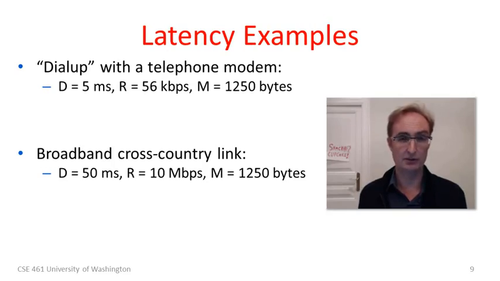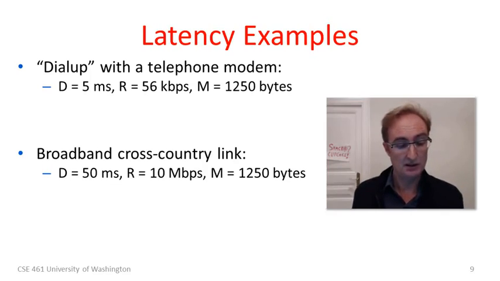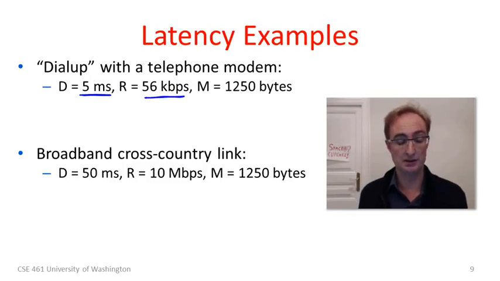Here are two different scenarios for us. The first is our dial-up scenario. This is just using an old-fashioned telephone modem. You might imagine here that the delay is quite short. The telephone modem is going to some other computer in the same city, say. The rate is quite low. It's 56 kilobits per second, low by modern standards.